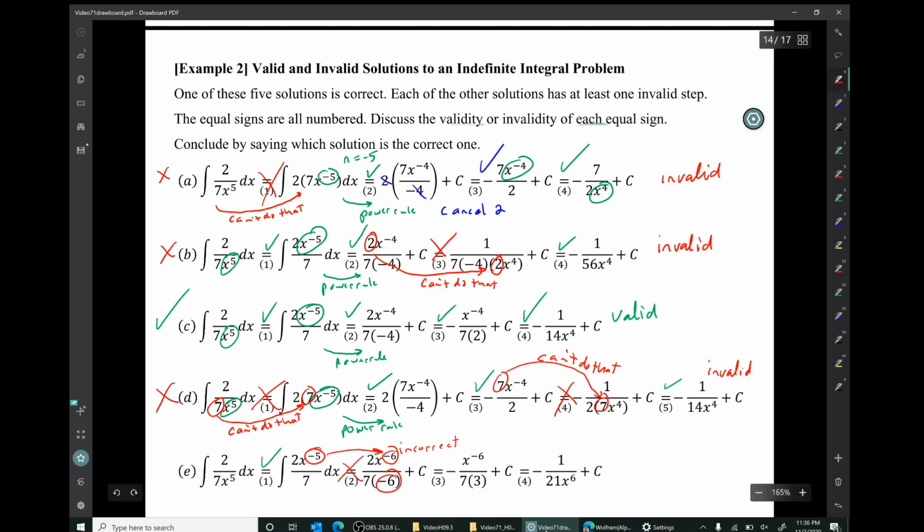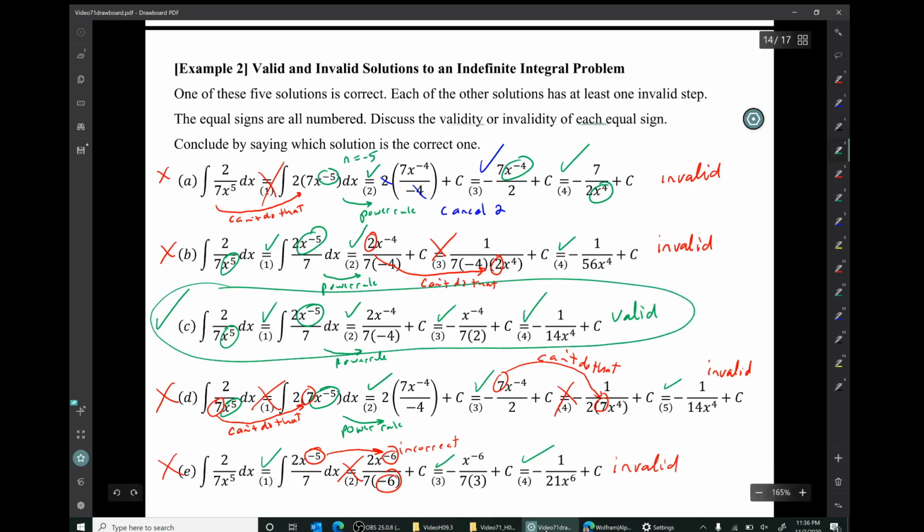In the next step, the 2 canceled that minus 6 to give us a 3 with a minus sign out front. So that third equal sign is actually okay. And in the final step, the 7 and the 3 multiplied together to give us 21. So that's okay. But this solution E is invalid because there's an invalid step. So notice that of all the solutions, only C is valid. All the other ones have an invalid step.